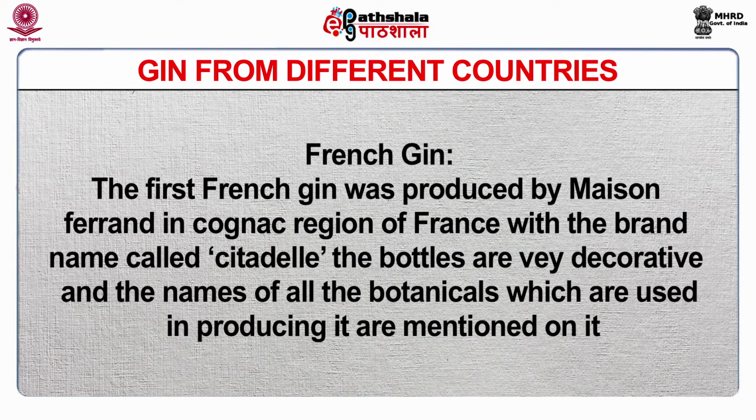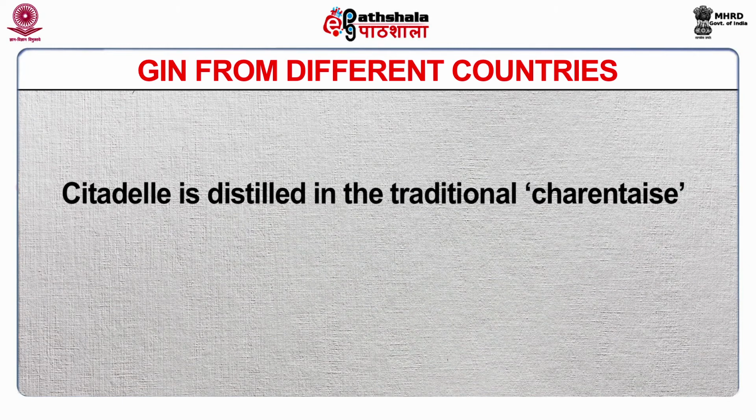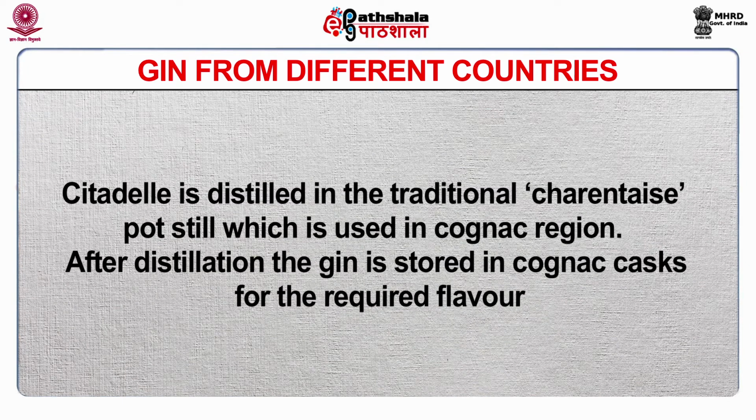The next one is the French gin. The first French gin was produced by Maison Ferrand in the Cognac region of France with the brand name called Citadel. The bottles are very decorative and the names of the botanicals which are used in producing it are mentioned on it. Citadel is distilled in the traditional Charente pot still, which is used in the Cognac region. It is a very traditional still. After distillation, the gin is stored in cognac cask for the required flavor.